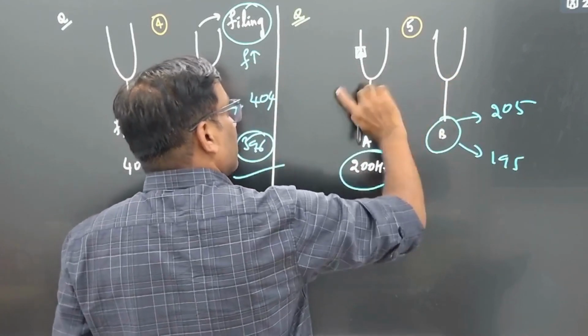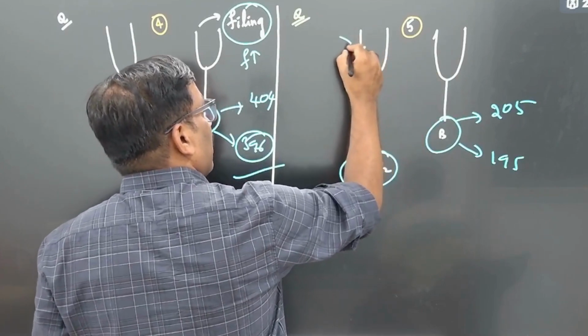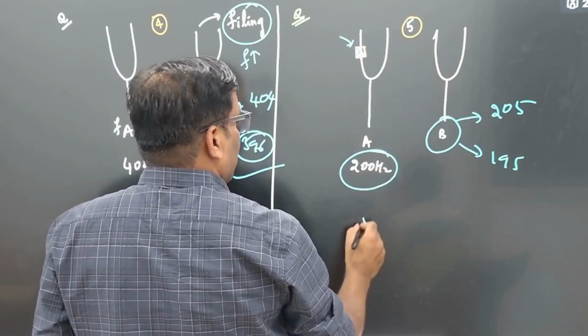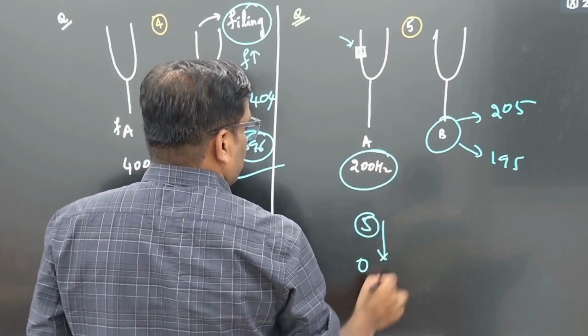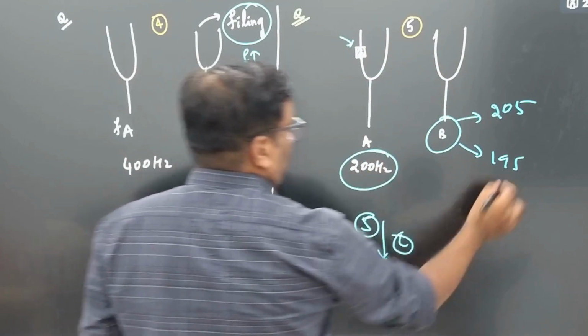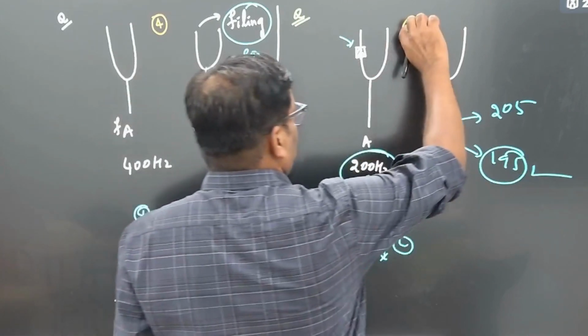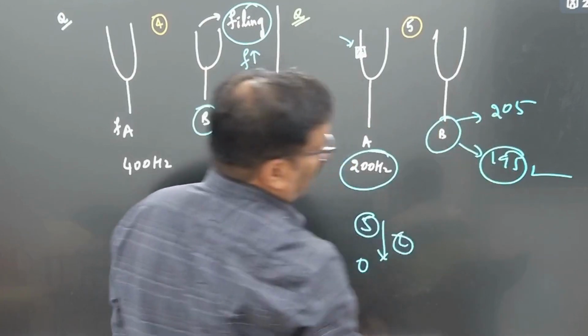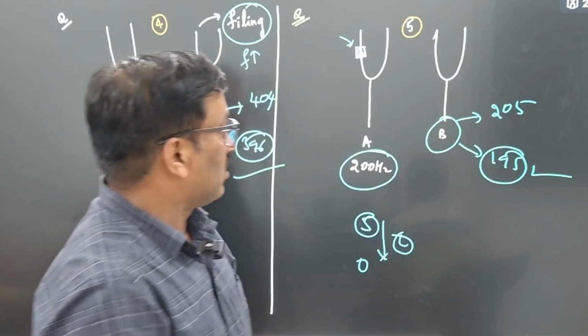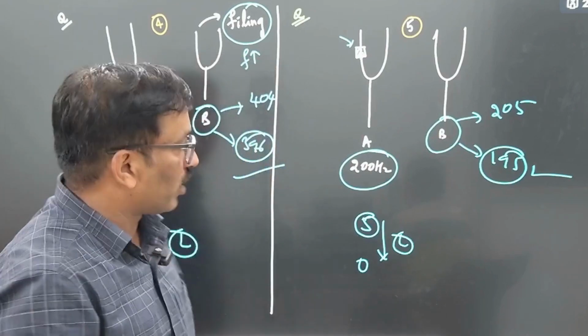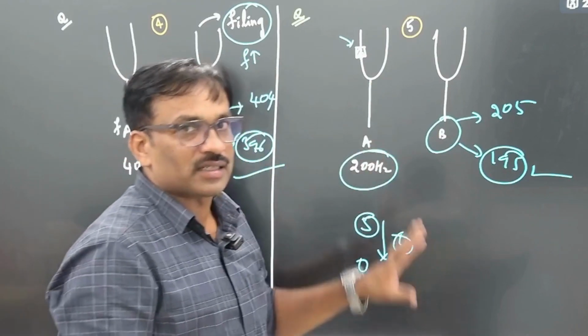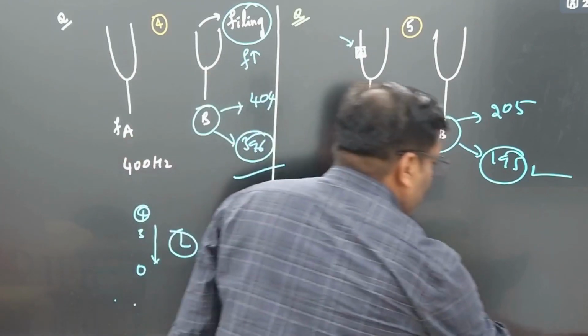Again, after adding the wax, if you are getting 5 or lower than this, up to 0, then lower will be your answer. Therefore 195 will be your answer. Or if you are getting more than this, then 205 will be your answer, right? So students, carefully try to listen one more time so that you will understand very clearly. We will do one more question here.